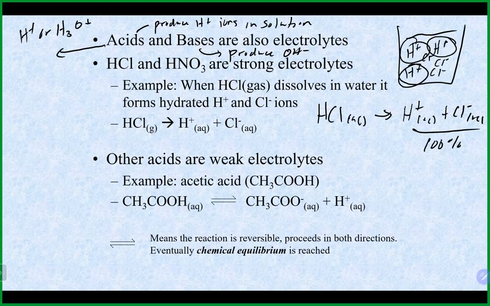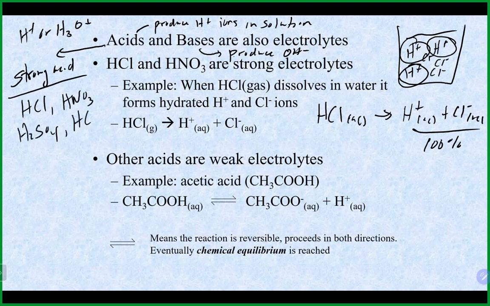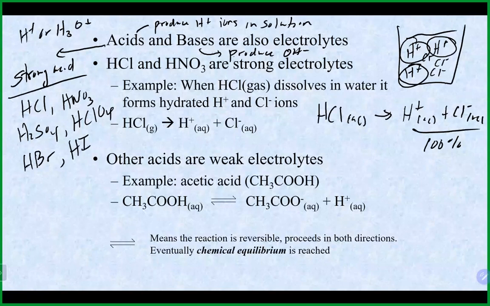There are 6 strong acids: hydrochloric acid, nitric acid, sulfuric acid, perchloric acid, hydrobromic acid, and hydroiodic acid. These are the 6 big strong acids, which means if you have these in solution, they will 100% break apart into the ions.